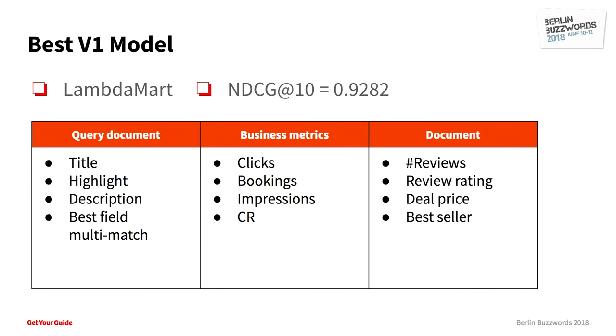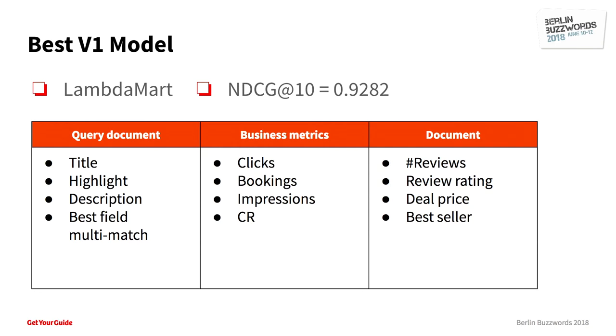And then we have our best v1 model. The best model was a LambdaMART model. It was not a surprise. Tree models like this are very common and maybe the best solutions for these problems. Pretty good NDCG at 10.